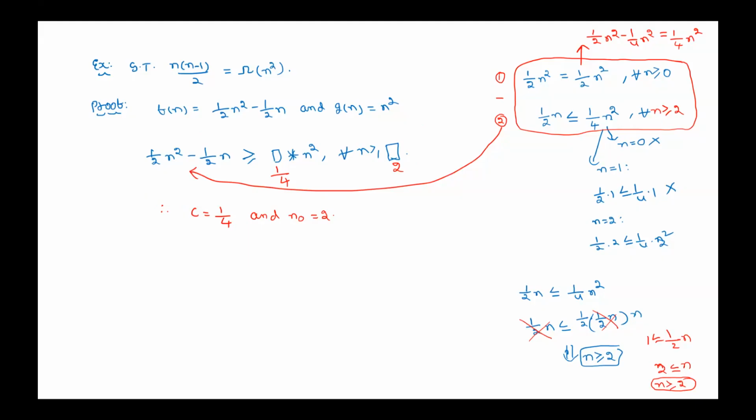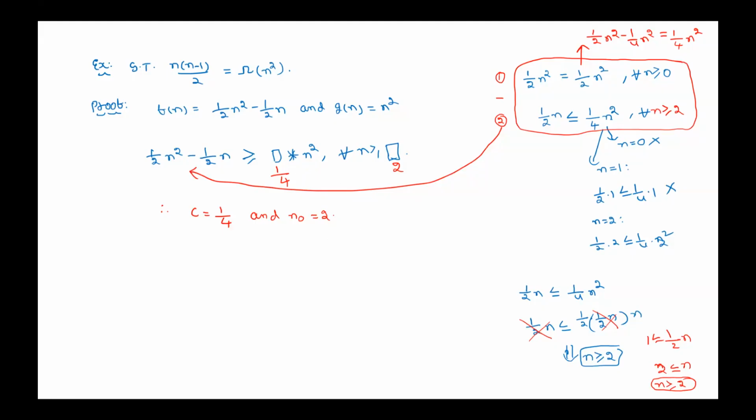Then it is correct. Because if there are negative terms, it is a bit difficult to actually find the proper constants C and n naught. We need to do some more calculations to find C and n naught. Is that okay? So this is the procedure.